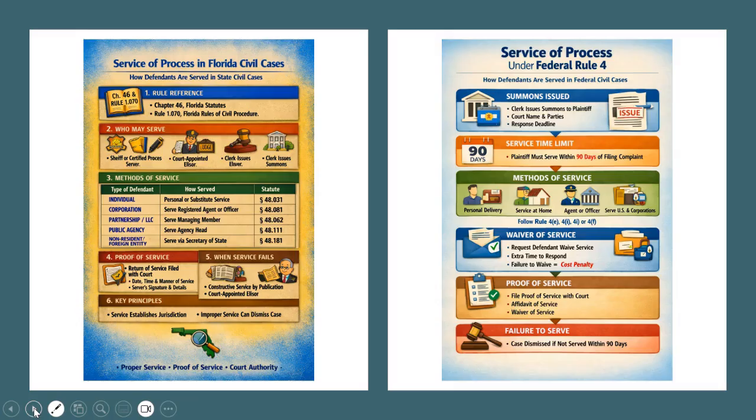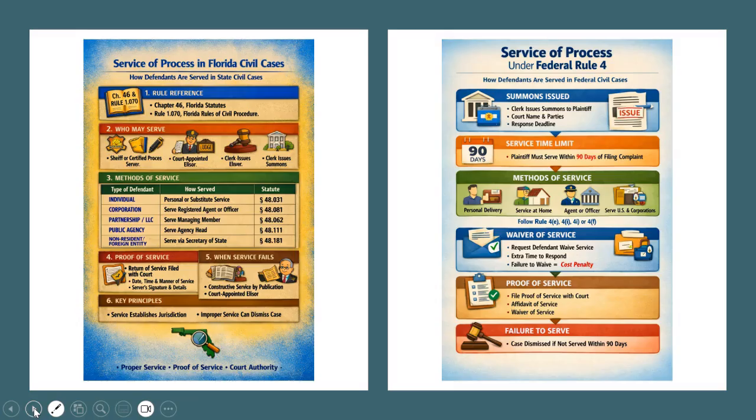It deals with due process. It's so important. And so you get proper service, you get the proof of service, or sometimes there's a need for court authority to help you do that. Service of process under the federal rule, that's Rule 4.